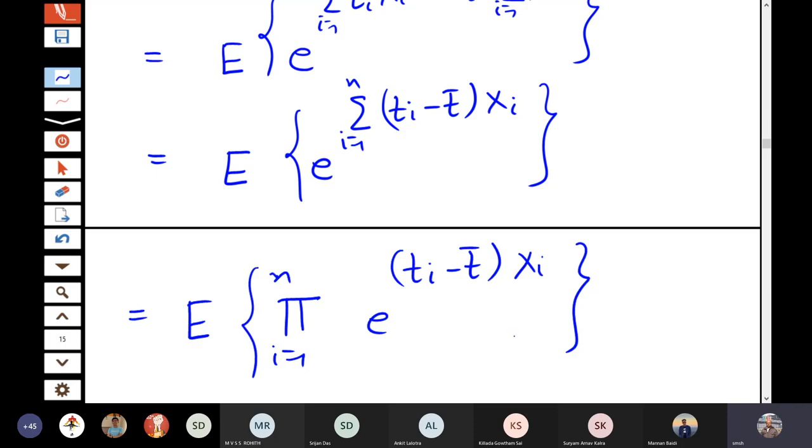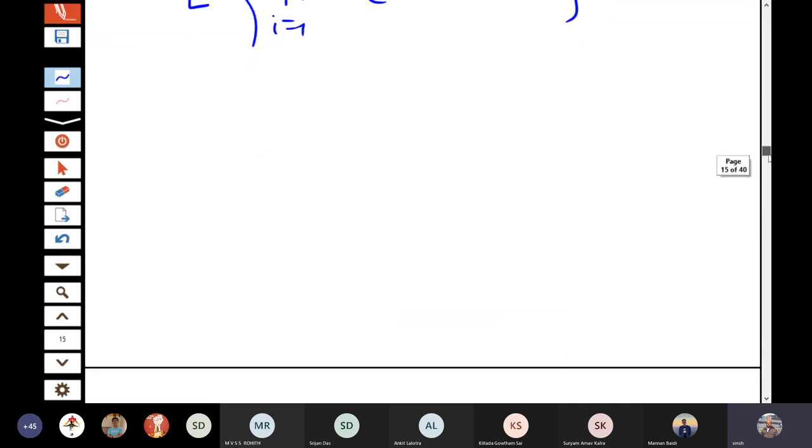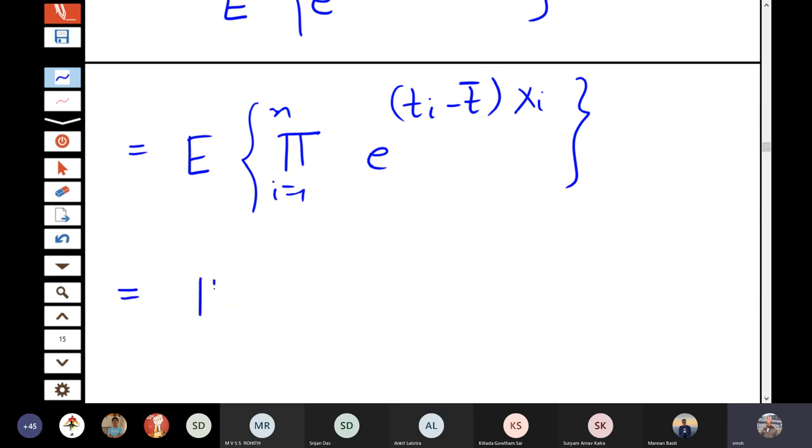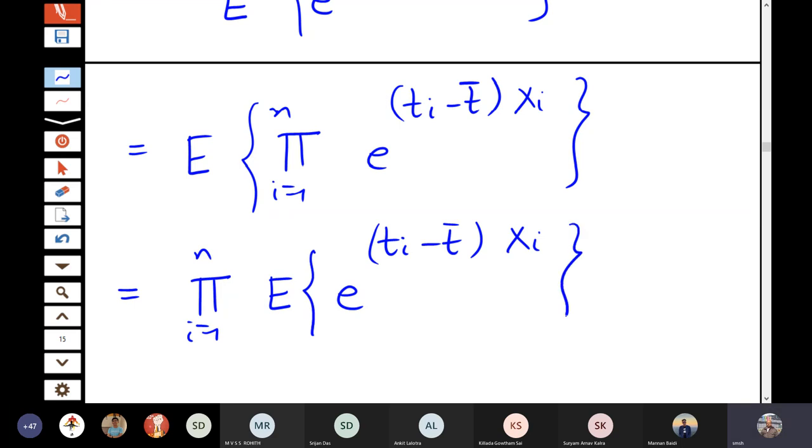Since x1, x2, ..., xn are independent, we can utilize that here. This is the expectation of the product, i equals 1 to n, of e to the power (ti minus t bar) xi. These are all functions of x1, x2, ..., xn, and since they are independent, the expectation of the product becomes the product of the expectations. So this becomes the product of the expectation of e to the power (ti minus t bar) xi. Is this manipulation clear? Yes, sir.